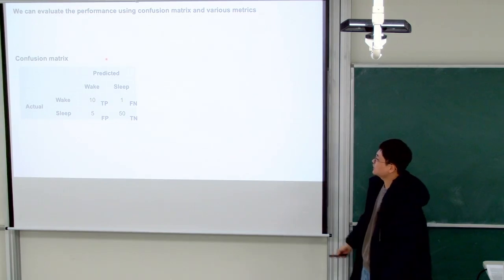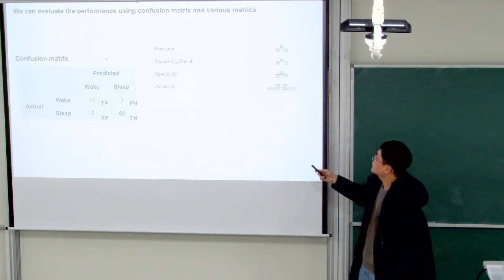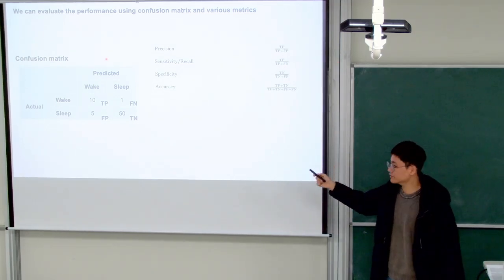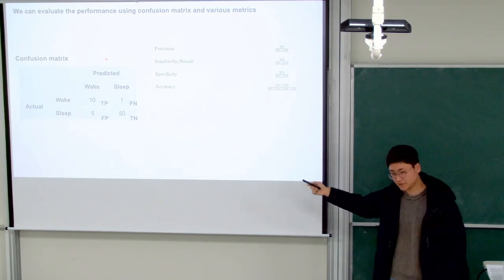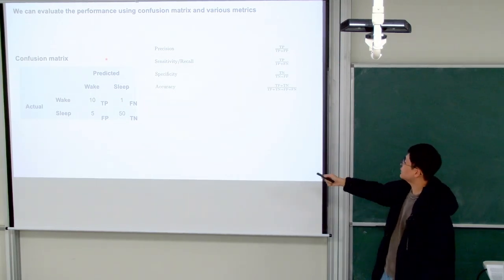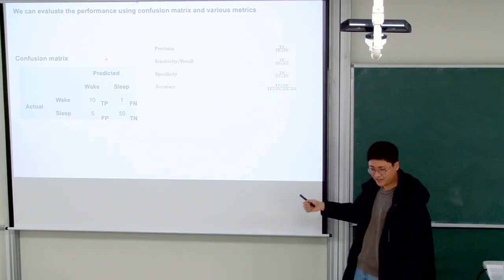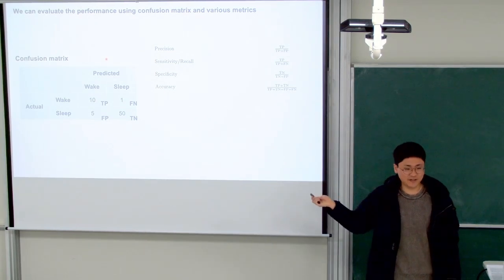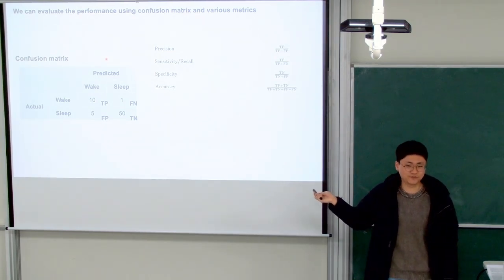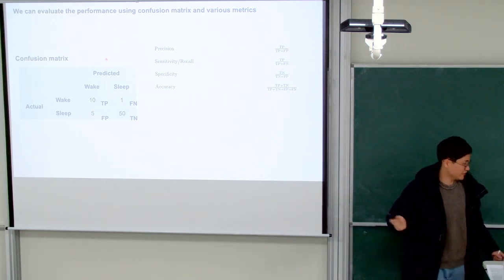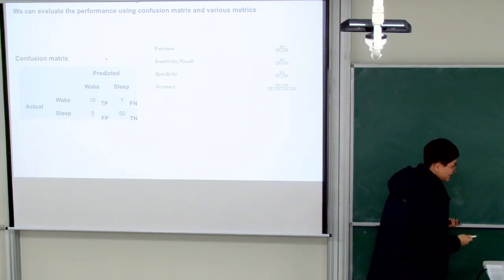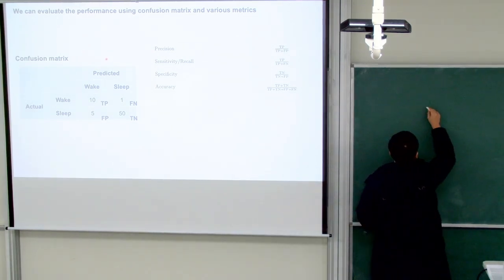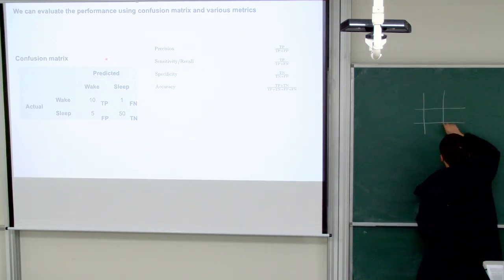And based on these values, we can calculate values called precision, recall or sensitivity, specificity, accuracy. I think most of you are familiar with accuracy, but in this case, accuracy is not so preferable because, for example, if the data is imbalanced, so let's draw like this.